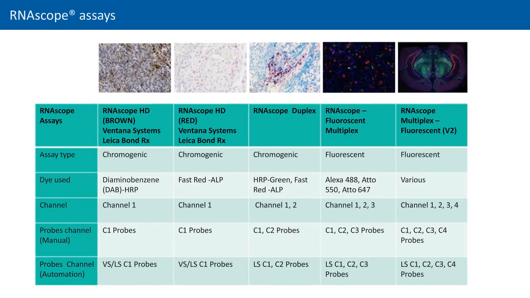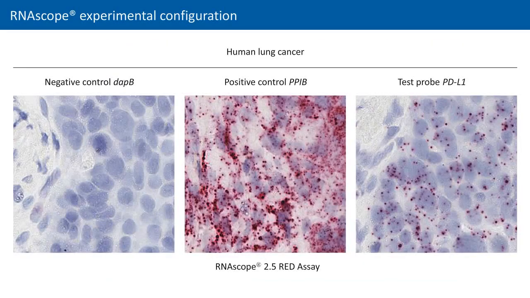This slide presents an overview of all the RNAscope assays that are available from ACD. We have the singleplex chromogenic assay for a single target available for both brown and red in manual and automated Ventana and Leica platforms. RNAscope is also available as a chromogenic duplex assay to visualize the gene expression of two targets simultaneously. And to visualize 3 or more targets, the RNAscope multiplex fluorescent assays V1 and V2 can be used. Images for these assays will be shown throughout this webinar.